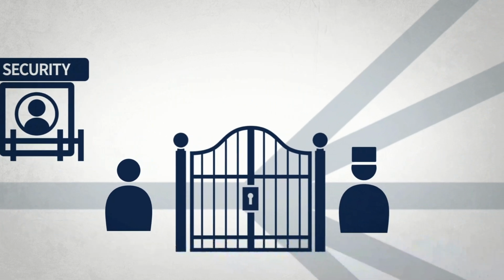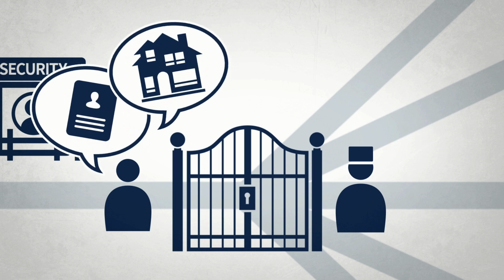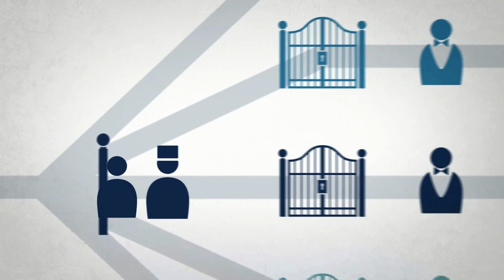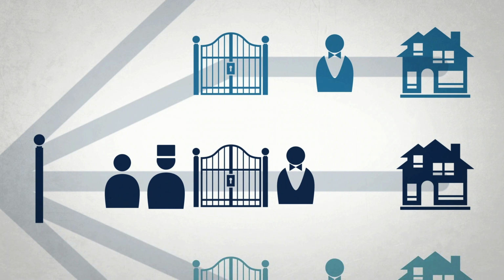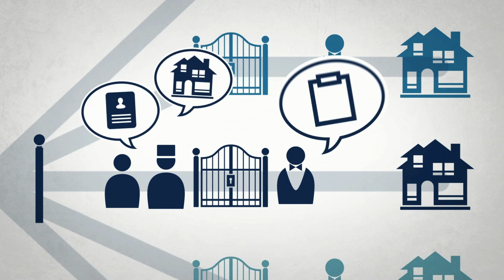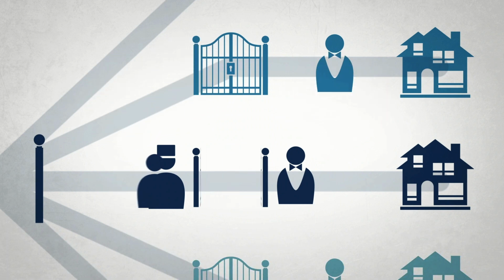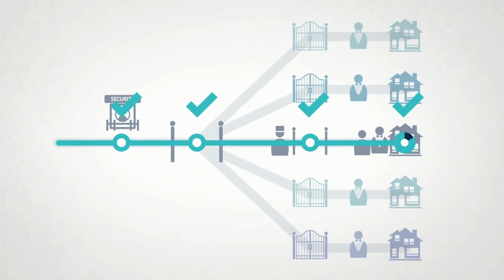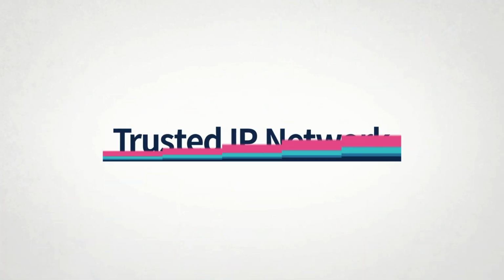Then 3. An authorized personnel at the main gate of the complex will check the visitor's ID and the destination once more and escort the visitor to the villa. 4. The personnel of the villa will check the visitor's ID again and escort the visitor. The Trusted IP Network is where such a system is applied to a network.